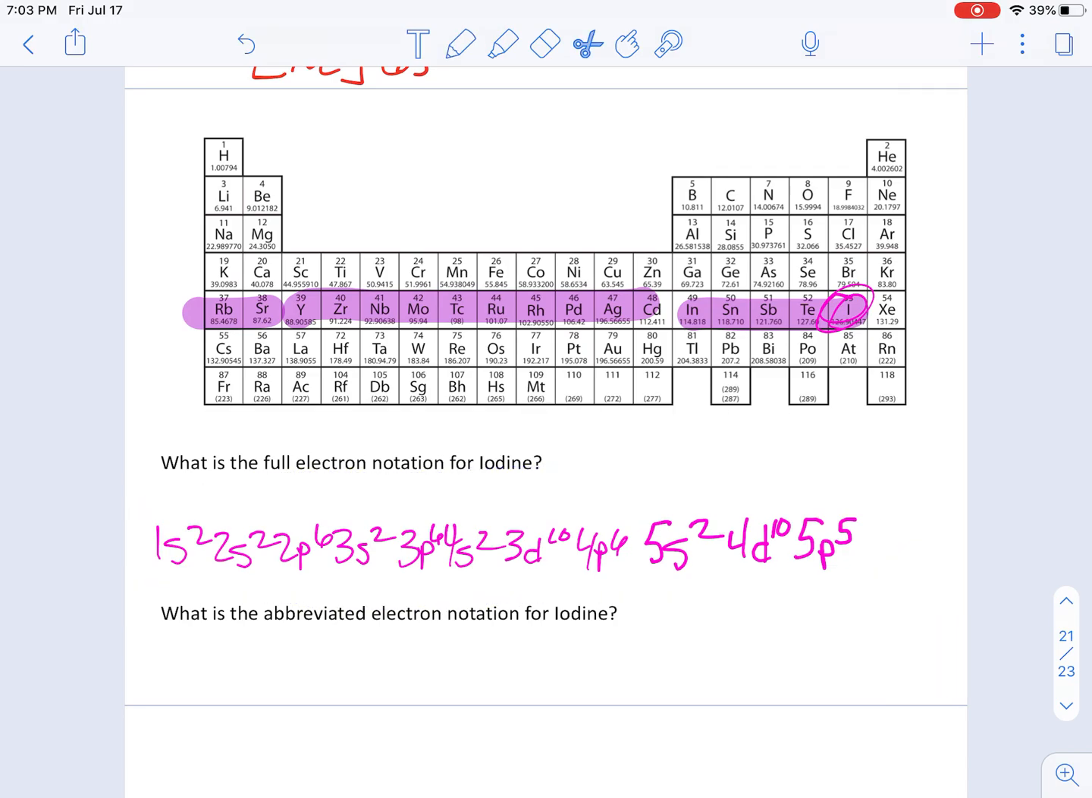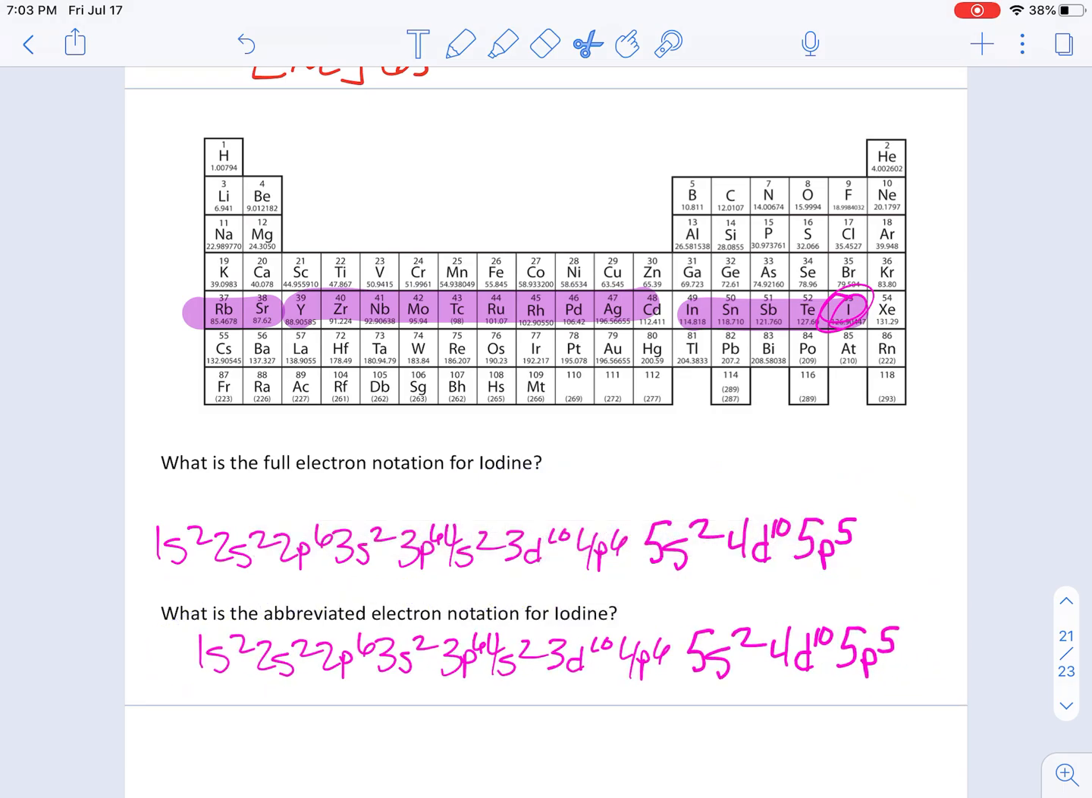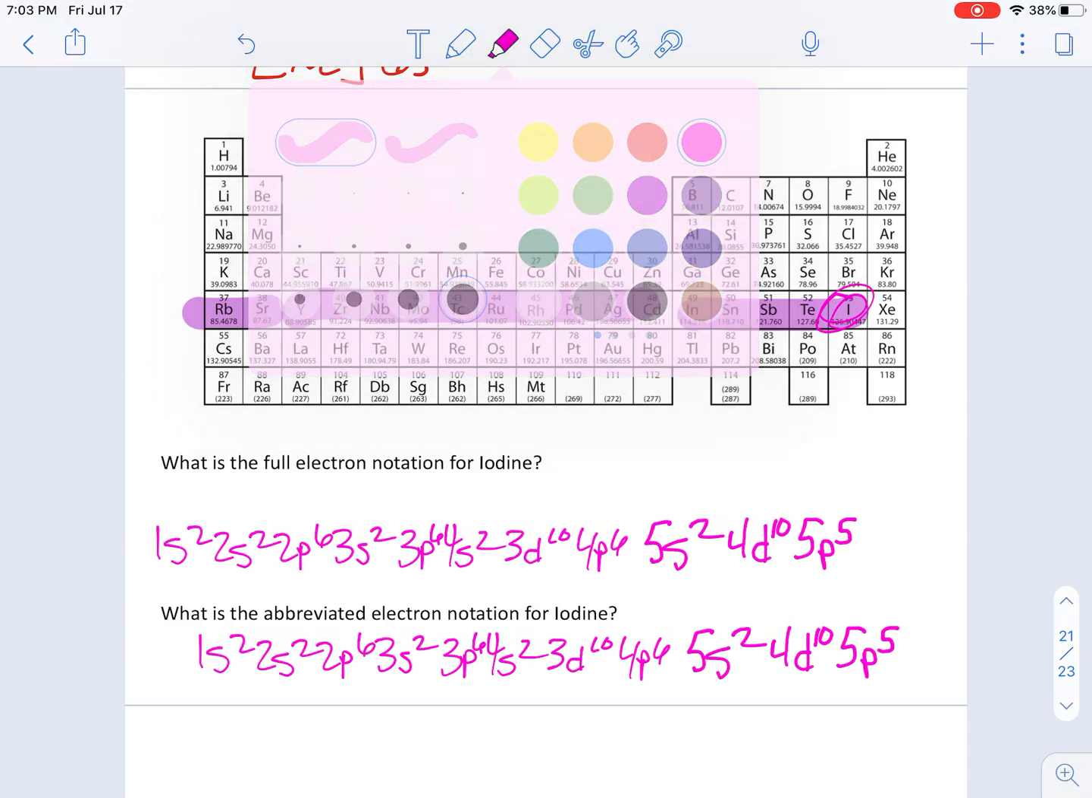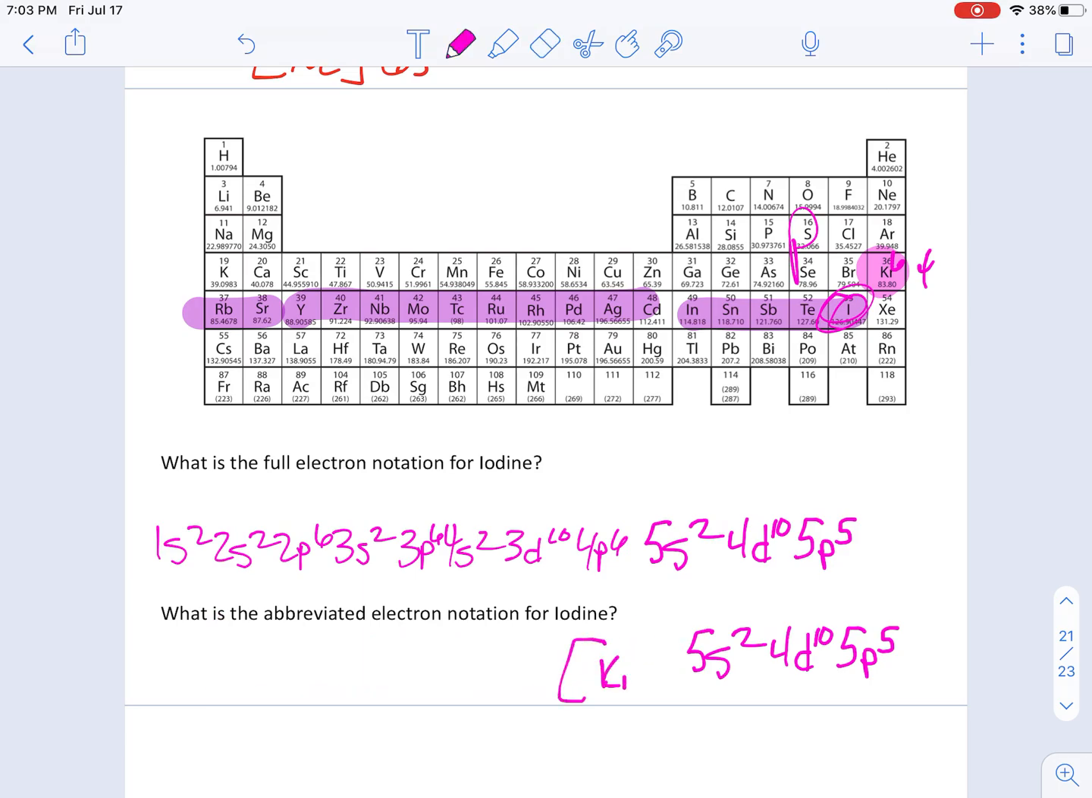If we are going to make this into a noble gas, I don't want to start all the way over again. I'm just going to go ahead and copy and paste here. All I'm going to do is start at the nearest preceding noble gas to all of this nonsense, which is krypton, number 36. And that is in the 4th row in the p subsection, and it is number 6. So all of that, everything up to 4p6, is what krypton is. So I'm going to erase everything from here, and then I'm going to do krypton like so.